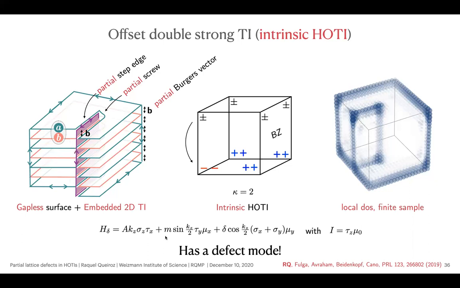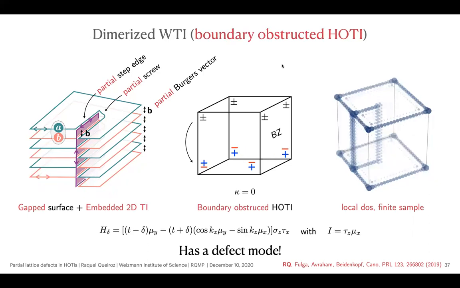why this is allowed. The same thing can actually happen for boundary obstructed higher order TIs. It's just a different way of folding and keeping a different inversion center. So now in this case, when I fold, my bulk symmetry eigenvalues are completely trivial. So I don't have the indicator equal to zero. This is not symmetry indicated by any bulk invariant. It's only characterized by the surface symmetry, and only protected by the surface symmetry. But in the same way, I can create these stacking faults that have helical modes around.